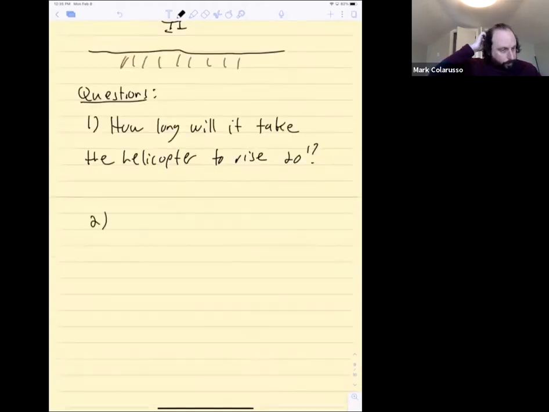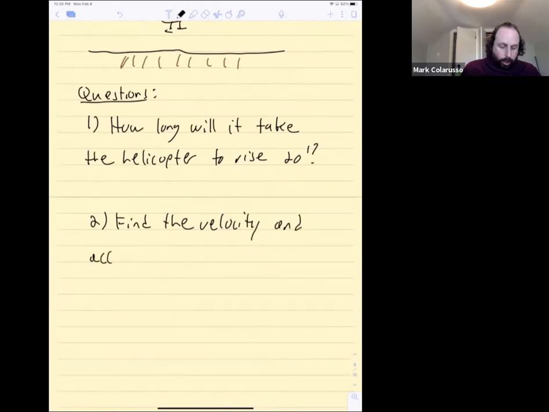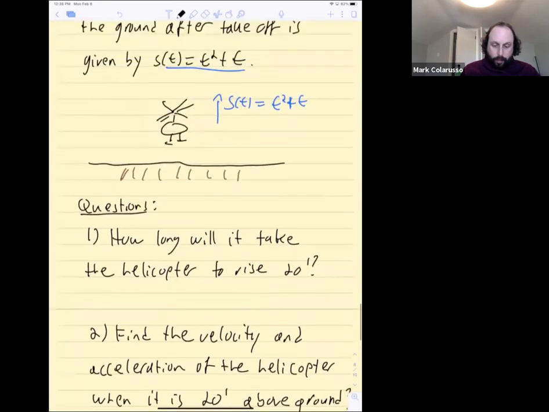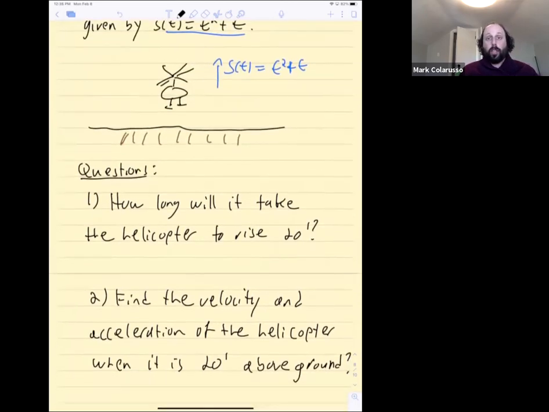Secondly, number 2, find the velocity and acceleration of the chopper when it is 20 feet above the ground. Okay, so we have everything, we have all the tools to be able to do this.